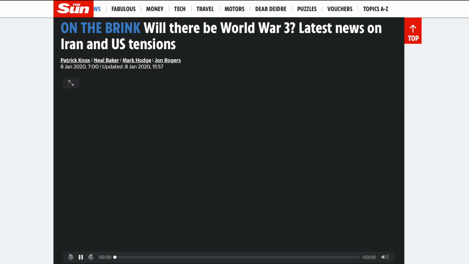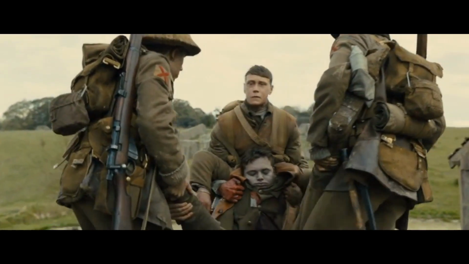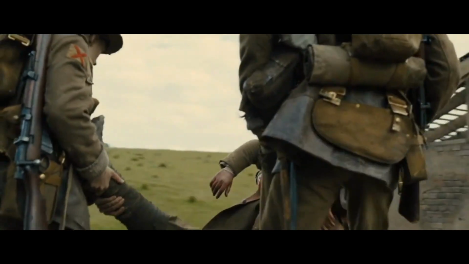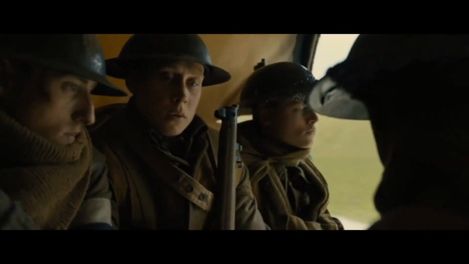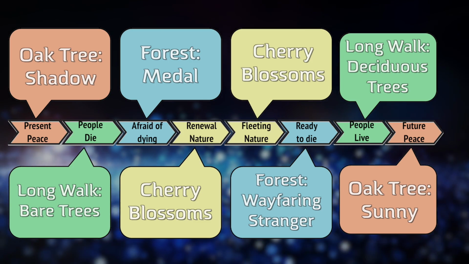1917 is a warning sign for the dangers of allowing the past to repeat itself. Sam Mendes's film serves as a reminder of why we must be so invested in preventing future generations from experiencing the horrible devastations of the wars and other mistakes done in the past. Otherwise, there will be no beauty left on Earth and eventually human life itself.